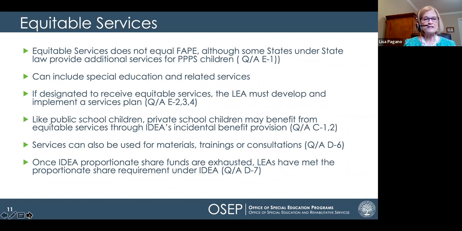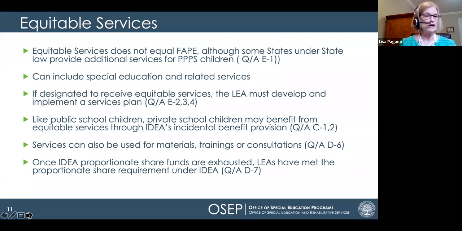So we're going to talk a little bit about what is really required of LEAs in providing equitable services, and that's the term that you need to get comfortable with. That's the name of the services. That's the term we use for the services that are provided to parentally placed private school children with disabilities who are designated to receive those services.